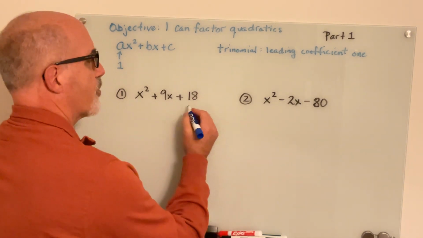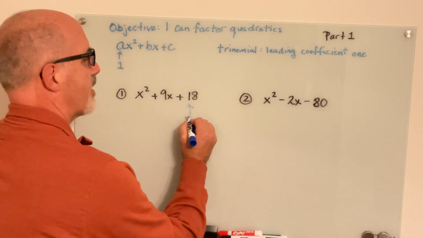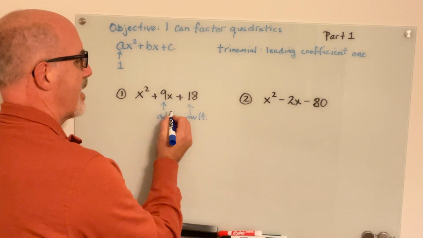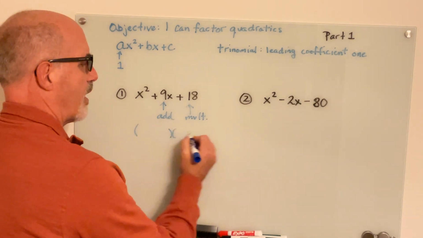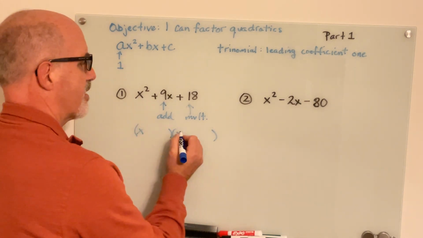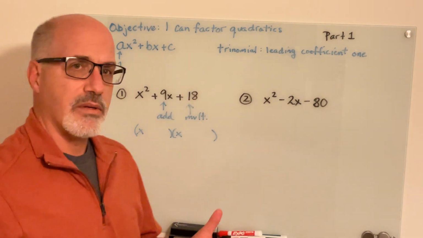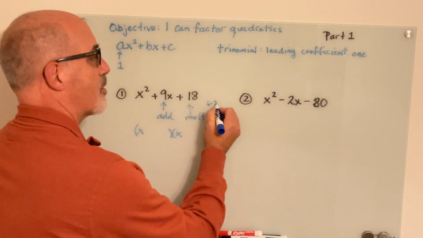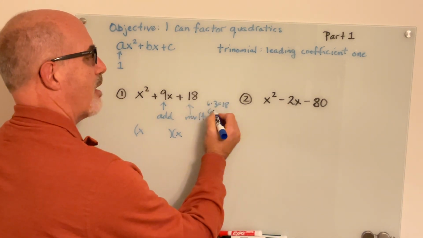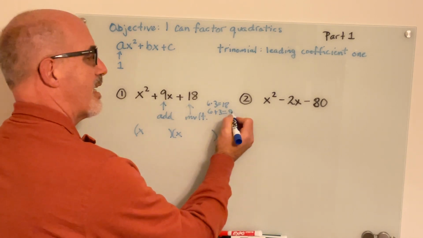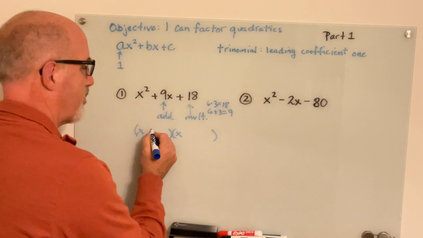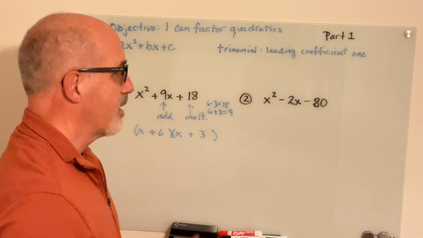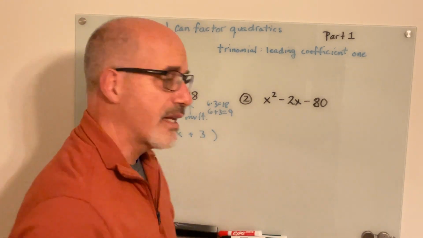We're going to look for two numbers that multiply together to give me the 18, and they add together to give me the 9. So when I think of that, I'm going to write out my factorization of x and x, and I look for two numbers. Well, I would think of 6 and 3 multiply together give me 18. 6 times 3 is 18, and then 6 plus 3 gives me that 9. So those are the two numbers I'm going to put here in my factorization, x plus 6 and x plus 3.